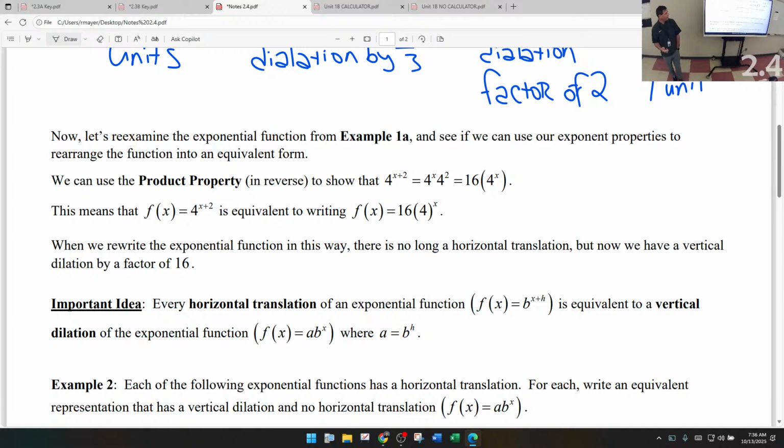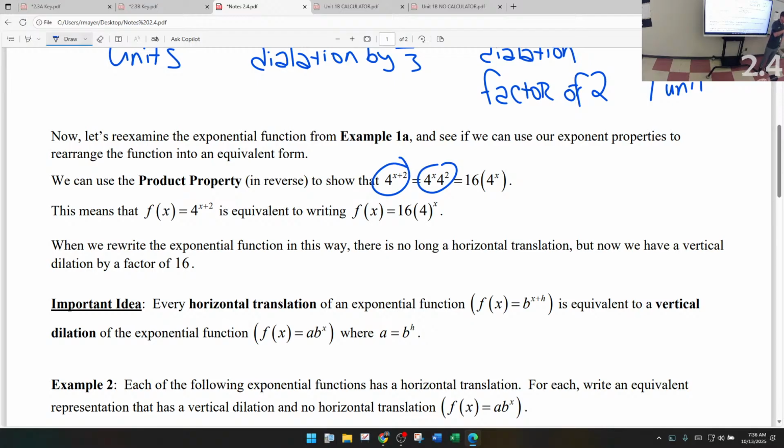properties to rearrange the function into an equivalent form. So this is what you're going to see right here. We can use the product property in reverse to show that 4 to the x plus 2, by reversing what you already know, is the same thing as 4 to the x times 4 to the second. It's the same thing, because if you add exponents, that's the same thing as multiplying the bases. Well, 4 to the x is going to stay 4 to the x, and 4 to the 2 is 16, 4 to the x.